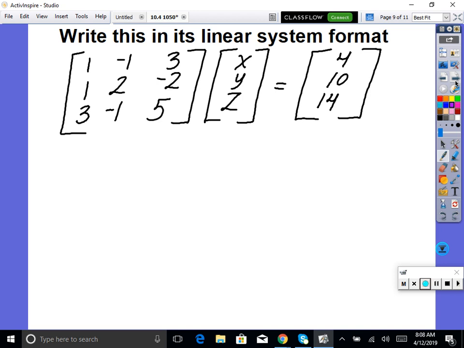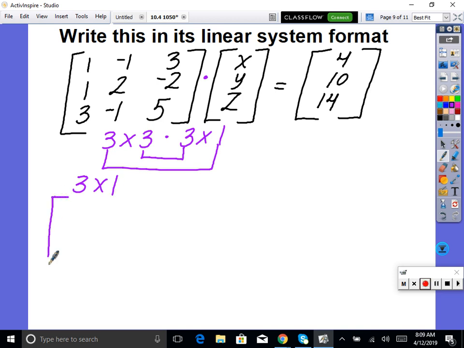Okay, so it says write this in its linear system format, everyone. First of all, this is a times sign right here. So we're going to rewrite this in its linear system format. First, let's multiply out this matrix right here. Let's see if we can. Isn't this a 3 by 3, everyone? And we're timesing it to a 3 by 1. So you'd say yes, I can, because the insides match up. So my new matrix is going to be a 3 by 1. I would make note of that.